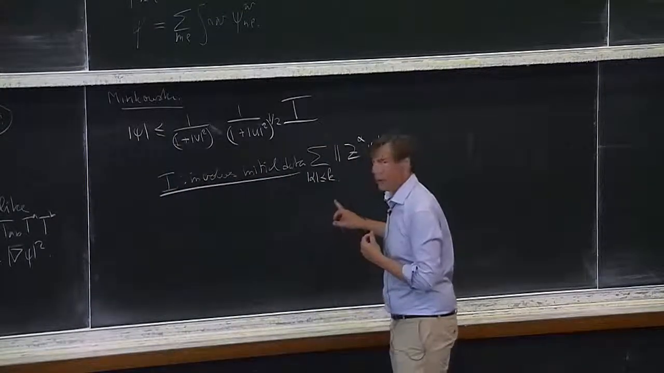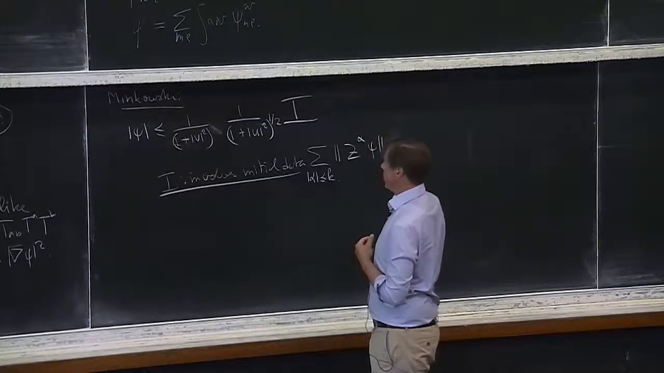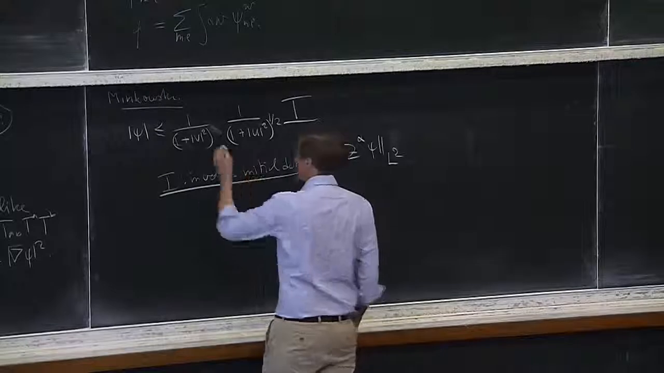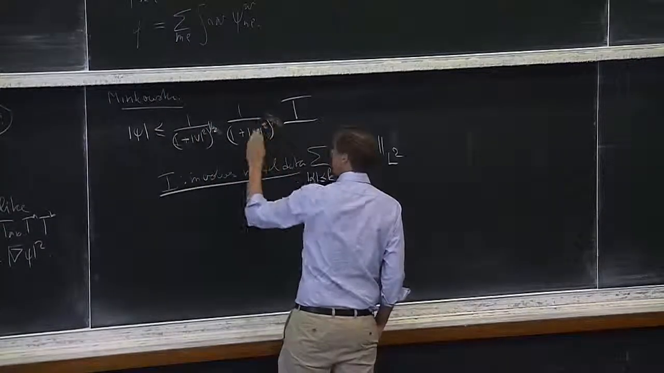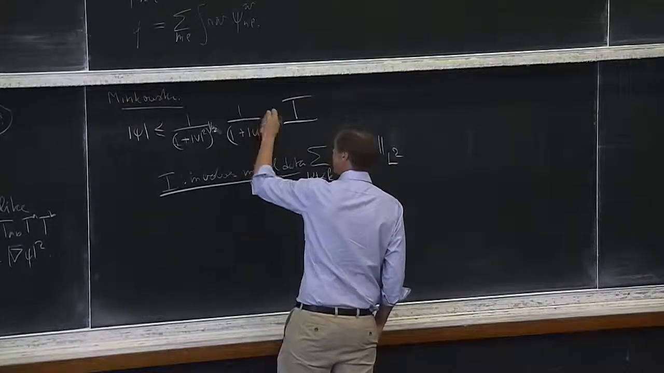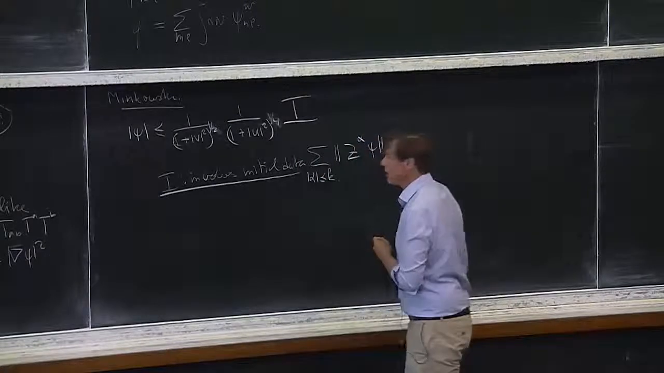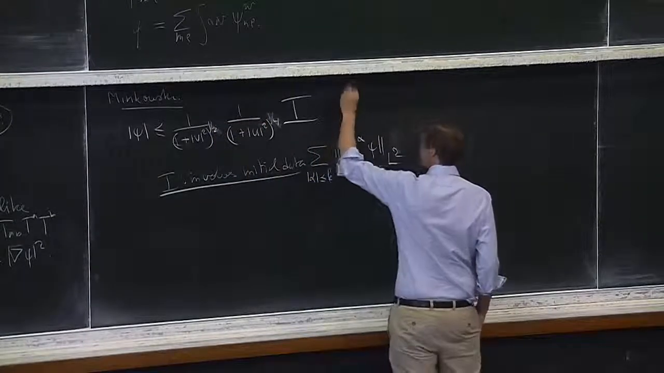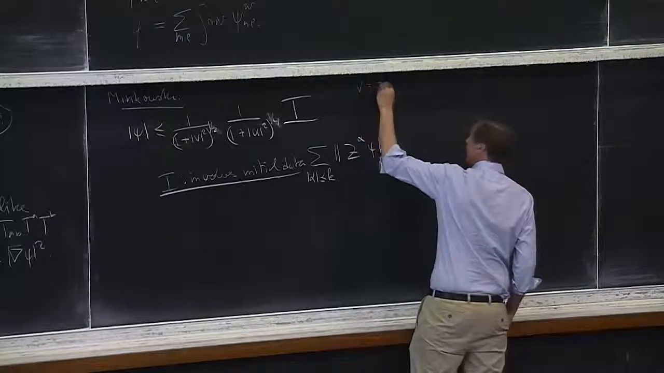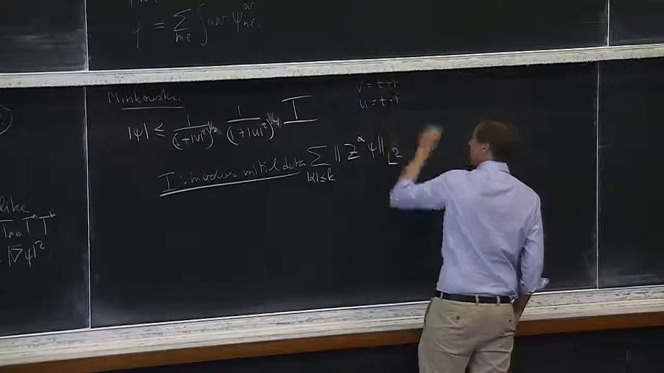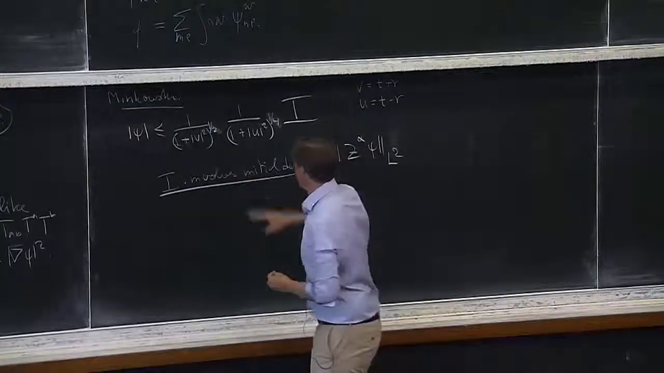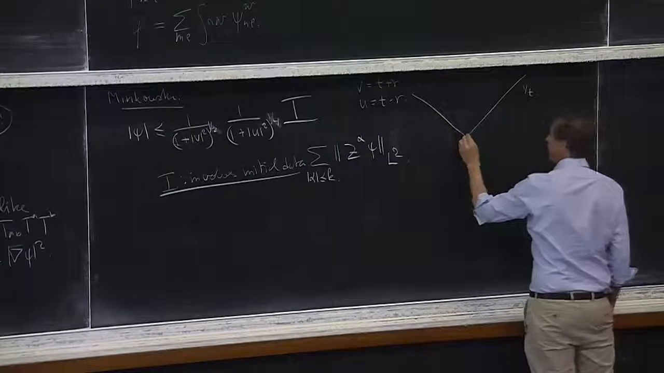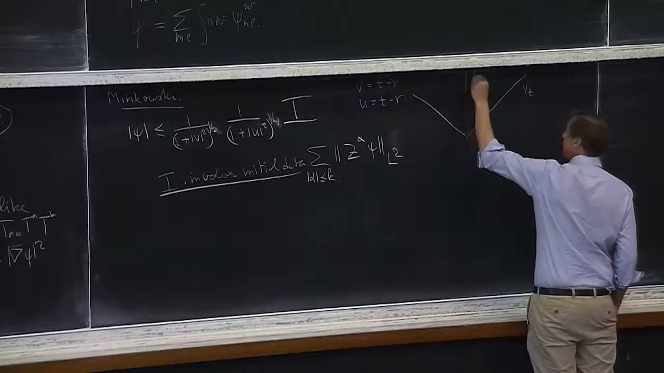Ah, yeah, sorry, I should have used the brackets. Something like that, yeah. So essentially this is 1 over v, 1 over u to the 1 half. And v and u are t plus r, t minus r, right? So what this means is that as I go out along the light cone, I have 1 over t decay, and in the interior, I have 1 over t to the 3/2 decay, roughly speaking.